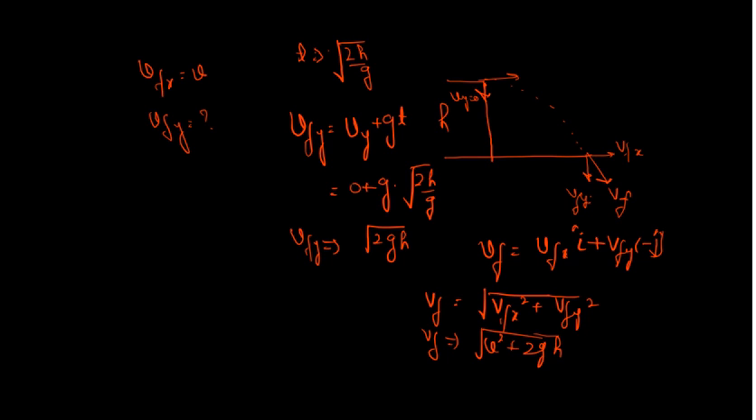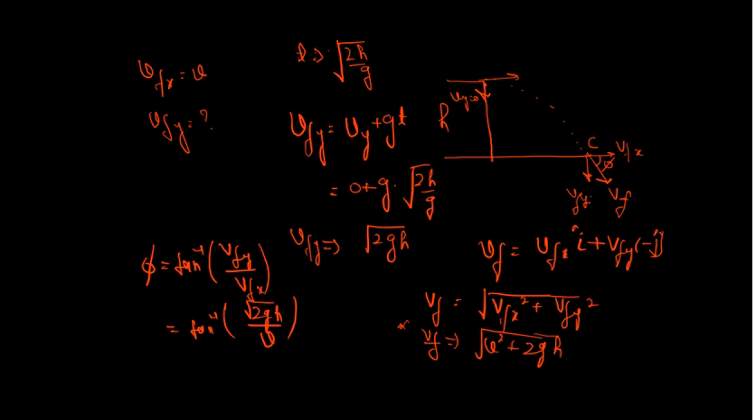This is my final velocity of the object when it is reaching the point C, or the ground. If somebody asks you what is the angle formed by this velocity while it is reaching the ground, let's suppose it is making an angle of phi. So my phi angle will be tan inverse of v final component of y divided by v final component of x. So it will be tan inverse of square root of 2gh divided by v. So this is the angle.